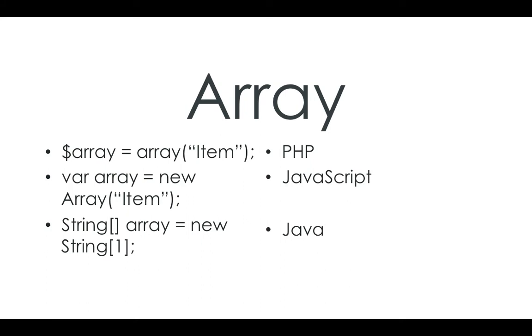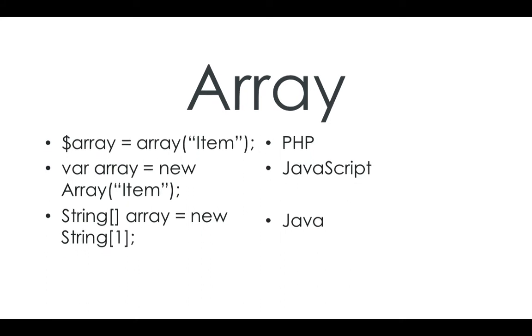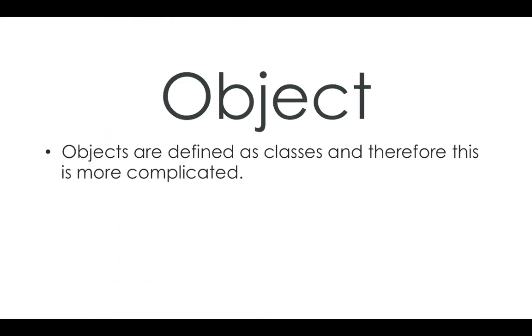And I haven't really explored it in Objective-C enough yet. And then object, which we can't really explain because they're defined as classes and therefore they're a lot more complicated. Like you can make a class that's the size of 100 lines of code if you wanted to.